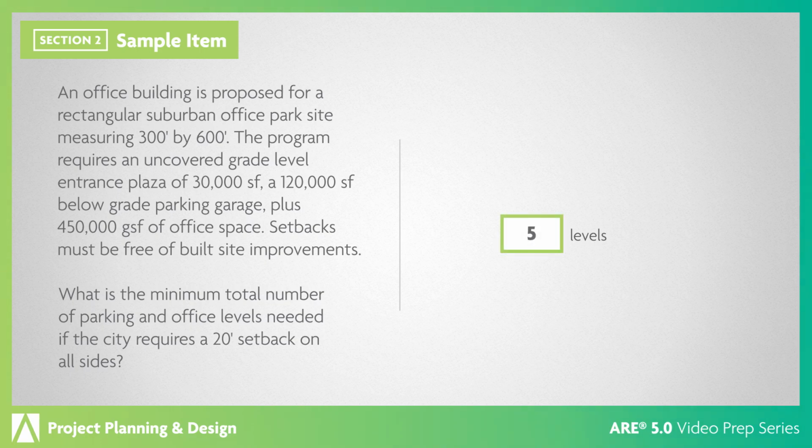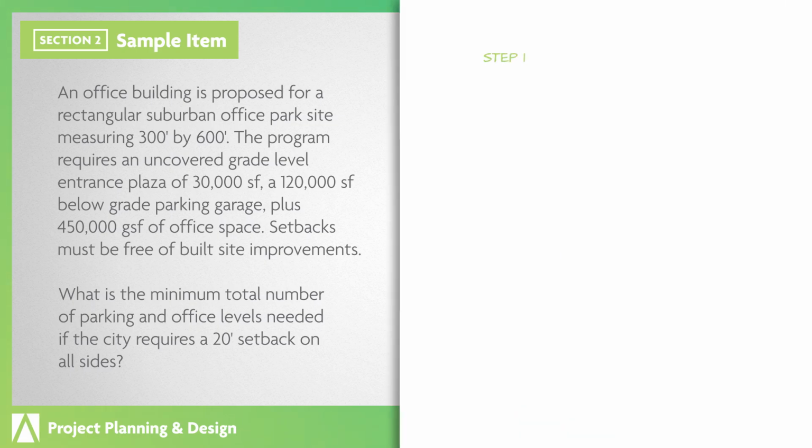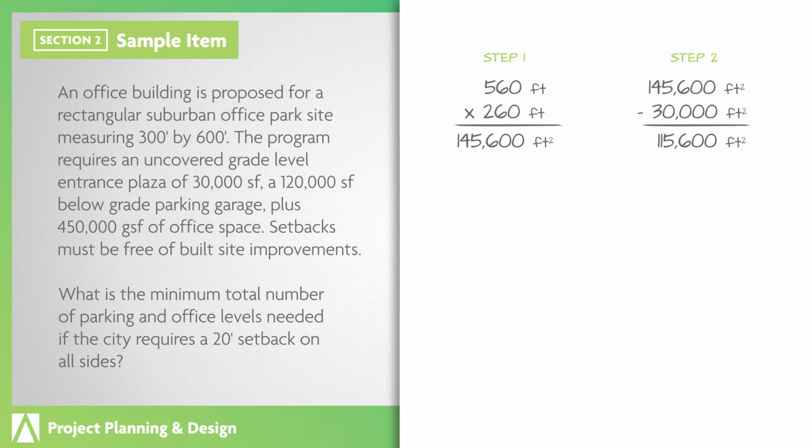You'll first need to calculate the buildable areas. The below-grade buildable area equals the surface area of the site reduced by the required setbacks. The above-grade buildable area equals the below-grade area reduced by the required plaza. Next, you'll calculate the number of levels required to accommodate the office space. This can be found by dividing the total office area by the above-grade buildable area.